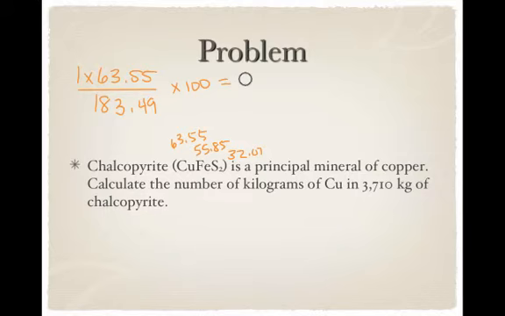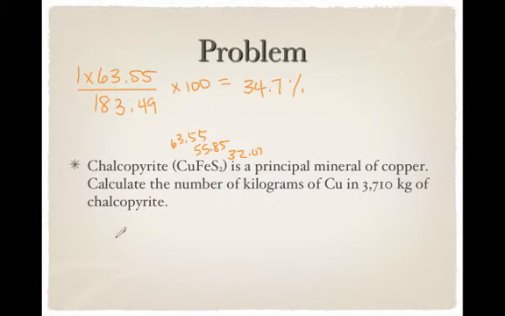So for the percent of copper, I have that written up right here. 34.7%. Do we agree? Good. So no matter how much of that chalcopyrite we have, 34.7% of it is always going to be copper. So if we have 3,710 kilograms of that compound, 34.7% of that is copper.